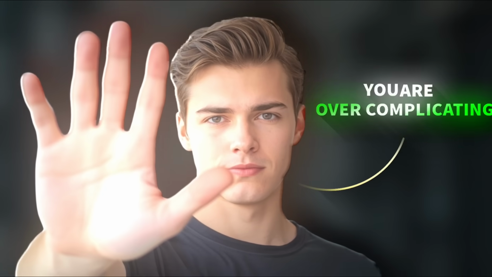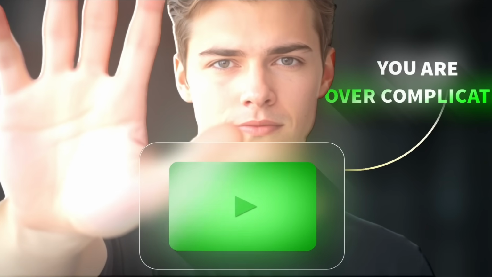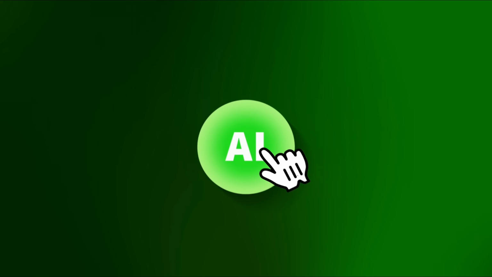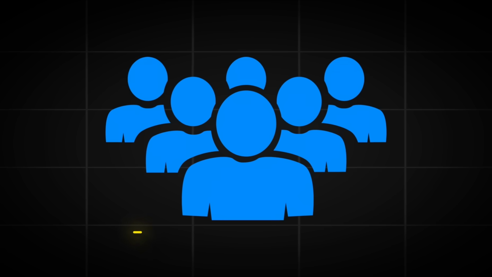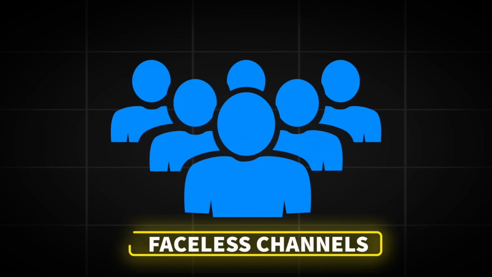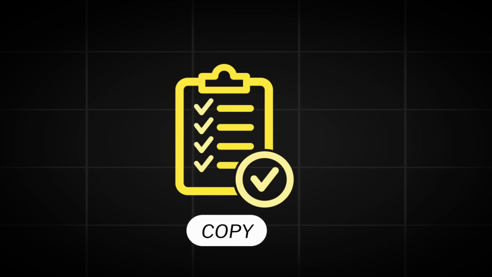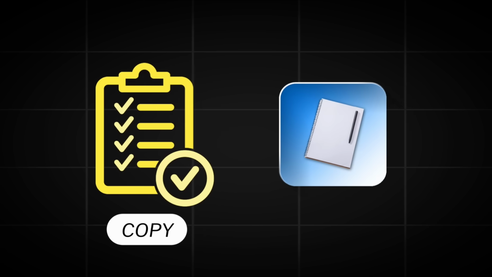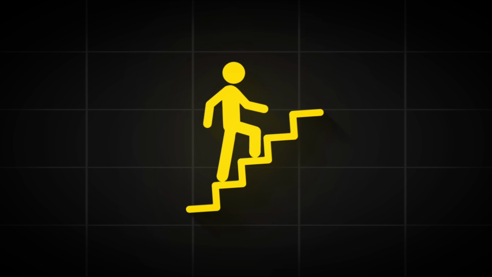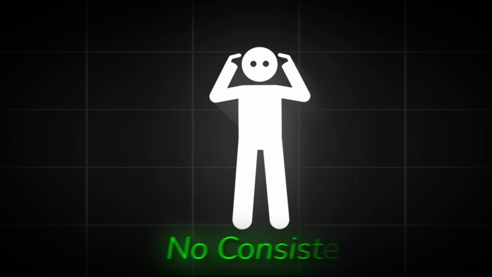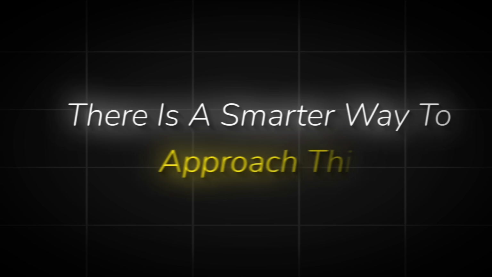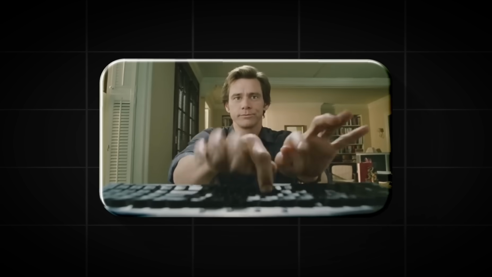Stop. You're overcomplicating faceless videos. Before you open another AI tool and try to figure out your next video, watch this. Everybody is building faceless channels the hard way. They search for niches, copy random ideas, generate scripts, and hope something works. And every single time, they start from zero. No system, no consistency. There's a smarter way to approach this, and almost no one is using it.